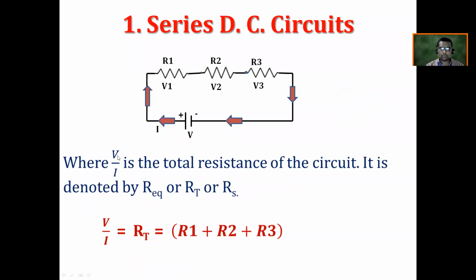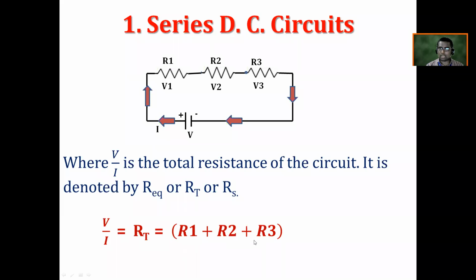So V divided by I is the total resistance of the circuit, and the total resistance of a series DC circuit can be denoted by R equivalent. We can call it equivalent resistance, total resistance, or series resistance. Are you clear my point? So three names are there: equivalent resistance, total resistance, or the series resistance. So V divided by I, which is equal to total resistance, is equal to R1 plus R2 plus R3.